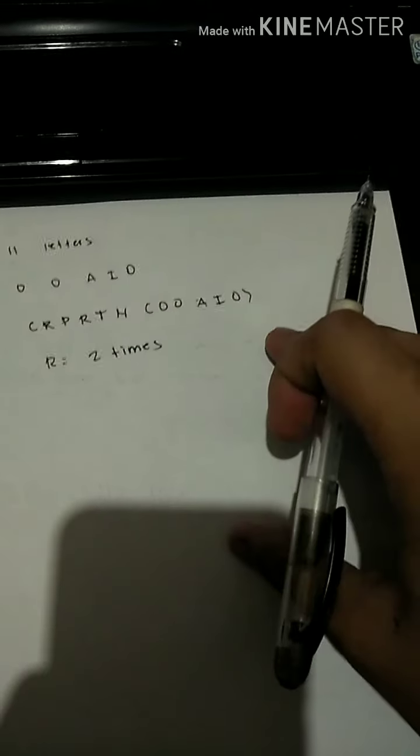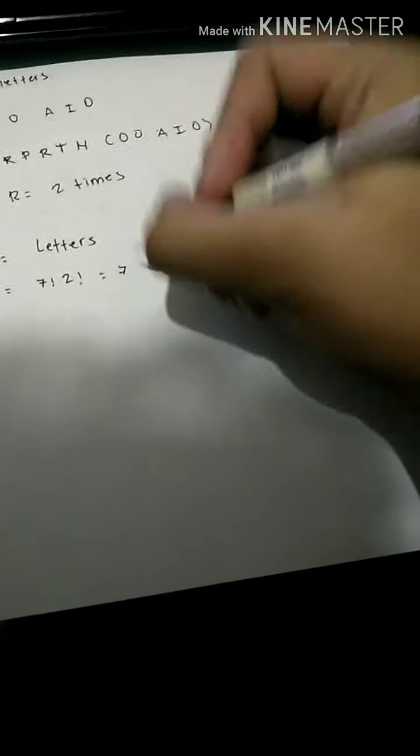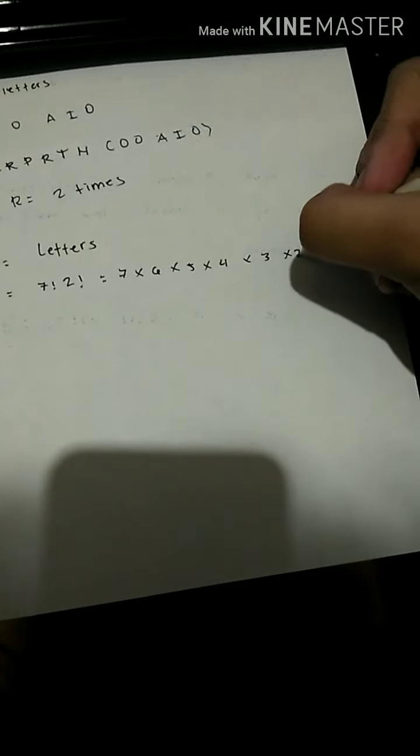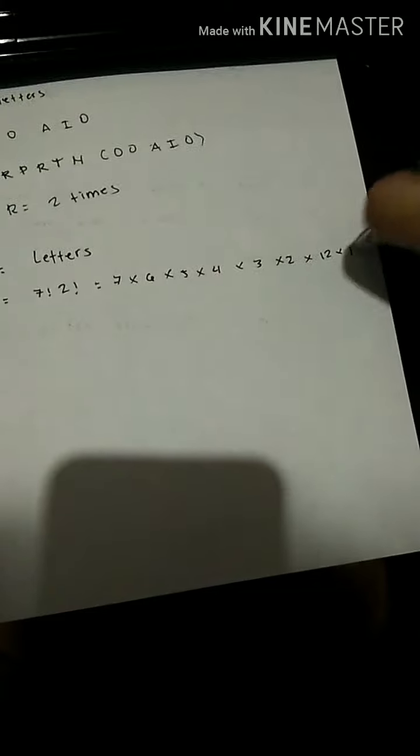R occurs 2 times. Number of ways to arrange these letters is 7 times 6 times 5 times 4 times 3 times 2 times 1 over 2 factorial, which is equal to 2,520.